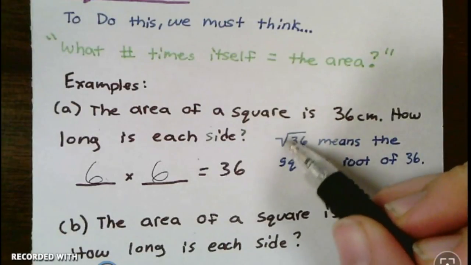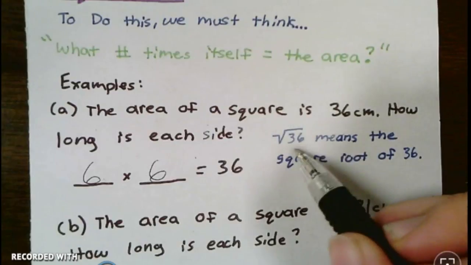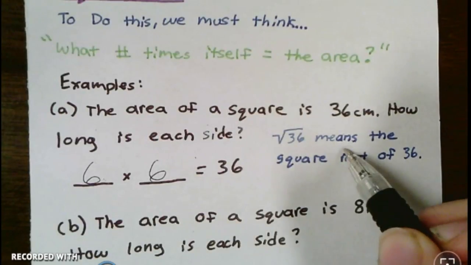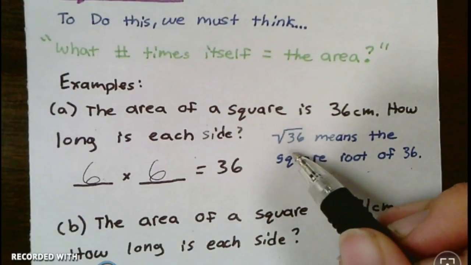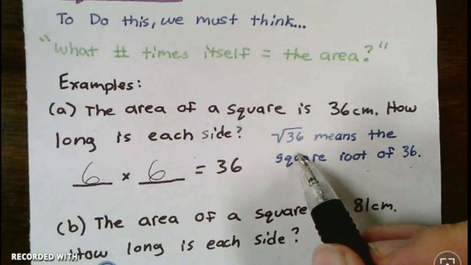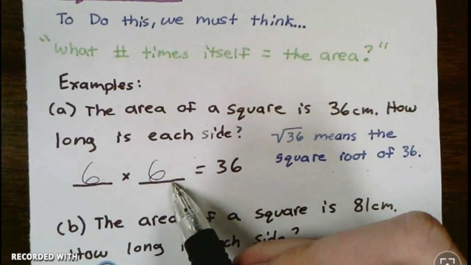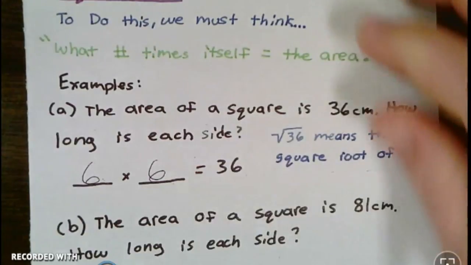This is the square root symbol right here. And so this says the square root of 36. That's what it's asking: what number times itself would equal 36? So the square root of 36 is 6, because 6 times 6 is 36. The square root of 16 is 4, because 4 times 4 is 16.